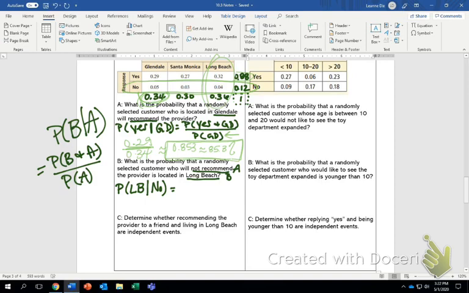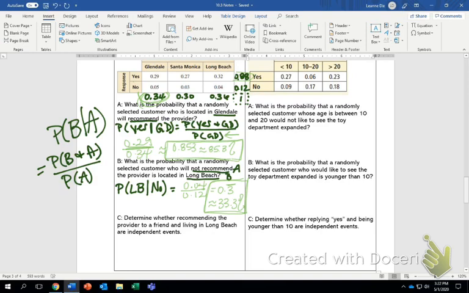Okay, so my intersection needs to be my numerator, 0.04, over the total of my A information, which is no. So that would be 0.12. Actually, let me erase all that so it doesn't interfere later. Okay, so it would be, again, 0.04 over 0.12. And if I type that in the calculator, it's going to give me 0.3 repeating. And so if I did a percentage, it would be 33.3%. And that's my answer.